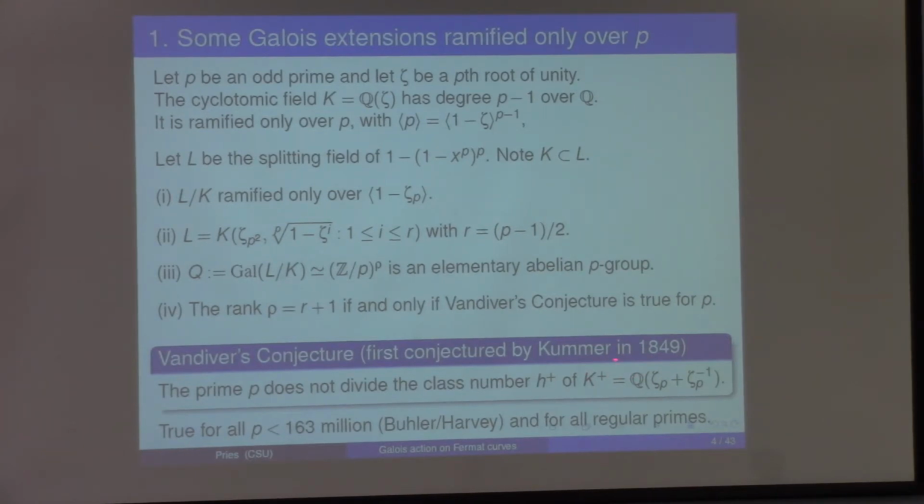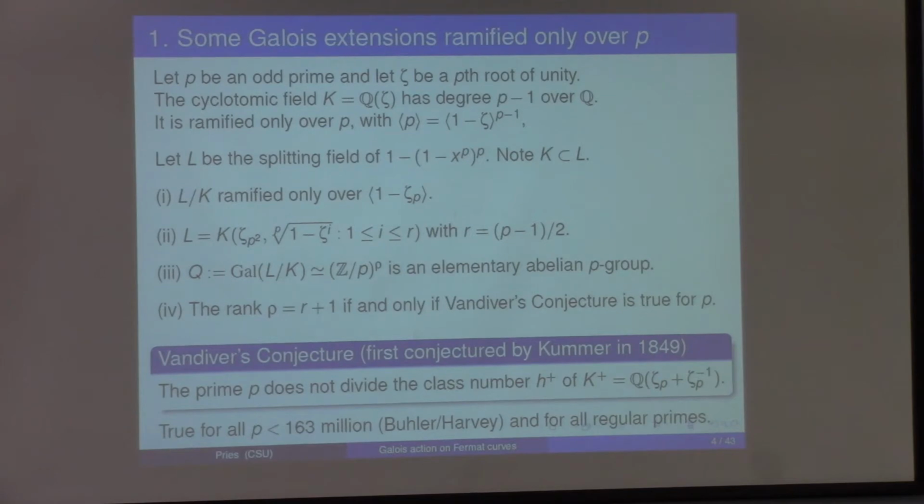And you look at the class group of that, of fractional ideals modulo principal fractional ideals. And that's a finite group whose size is the class number h plus. And Vandiver's conjecture is that the prime p does not divide that class number. And this has been checked for all primes less than 163 million, and it's just true by definition for all regular primes.